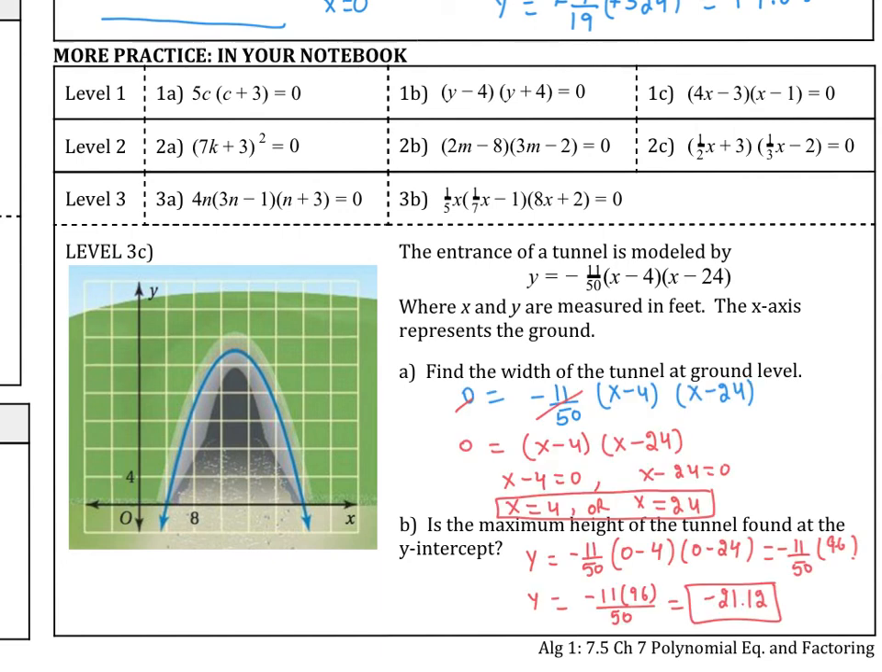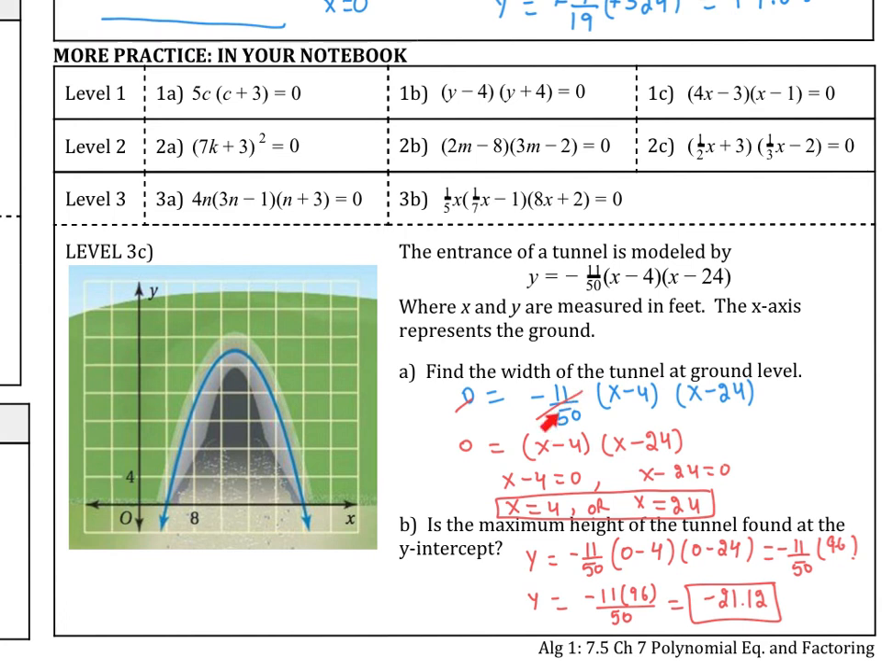Next question, level 3C. The entrance of a tunnel is modeled by y equals negative 11 over 50 times x minus 4 times x minus 24, where x and y are measured in feet. The x-axis represents the ground. You're going to find the width of the tunnel at ground level. So this is called width, which means that you're going to find the x values. So you're going to find the x values by putting y equals 0.